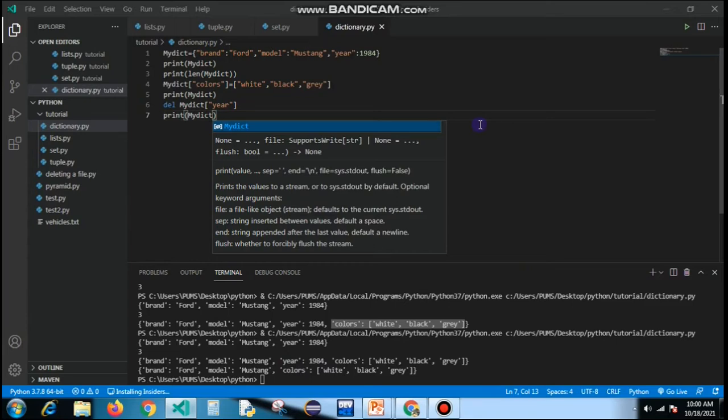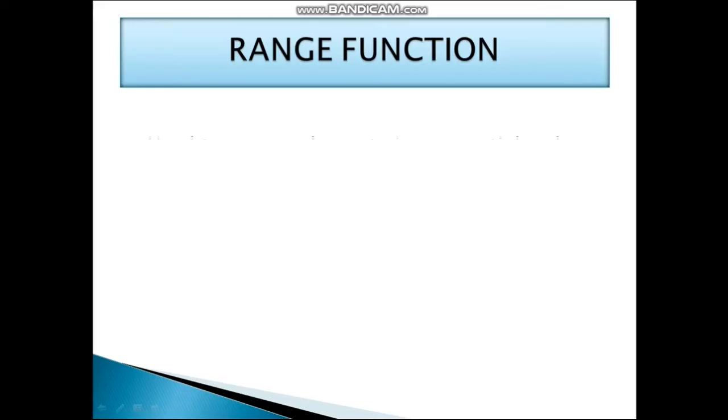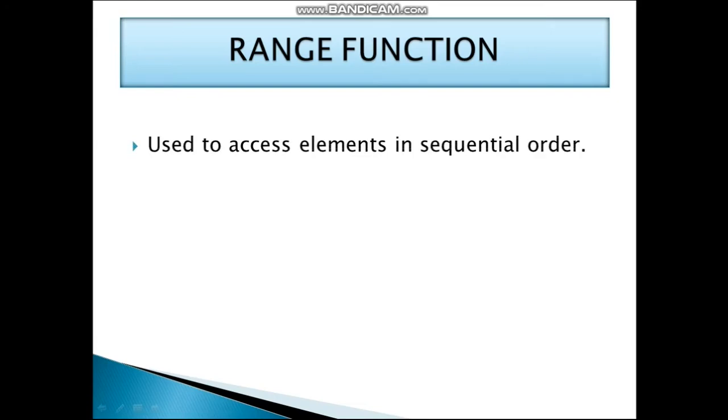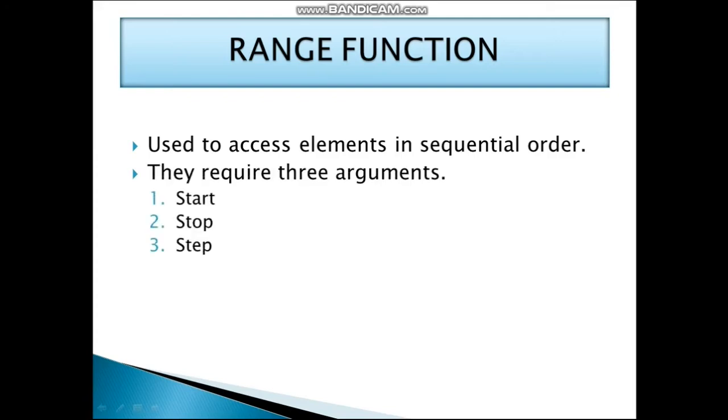and we can also use the functions we implemented in list and tuples since they are mutable. So that's all about dictionary. Now let's talk about the range function. The range function is used to access elements in sequential order in a list, tuple, array, or anything. They require three arguments, which are the start, stop, and step.